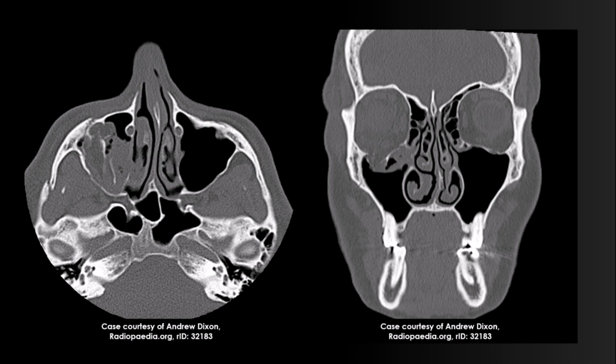In the axial image, we can actually see three different fracture points. There is a fracture on the anterior surface of the maxillary sinus at the zygomaticomaxillary suture. There is another fracture on the lateral wall of the maxillary sinus, still part of the zygomaticomaxillary suture. Finally, we can see the fracture line within the zygomatic arch at the temporozygomatic suture.